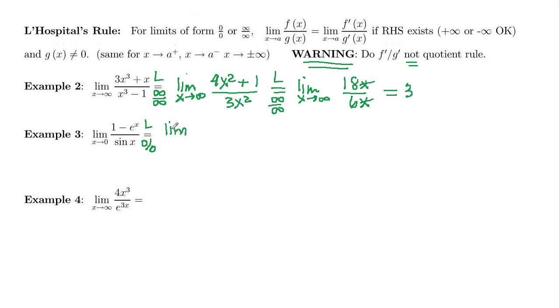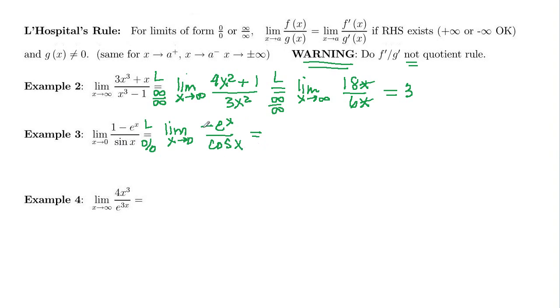And so we can differentiate top and bottom here. It'll be limit x goes to 0. Derivative 1 is 0. Derivative negative e to the x is negative e to the x. In the denominator, derivative sine x is cosine x. And now these are both continuous functions. Denominator is not equal to 0.